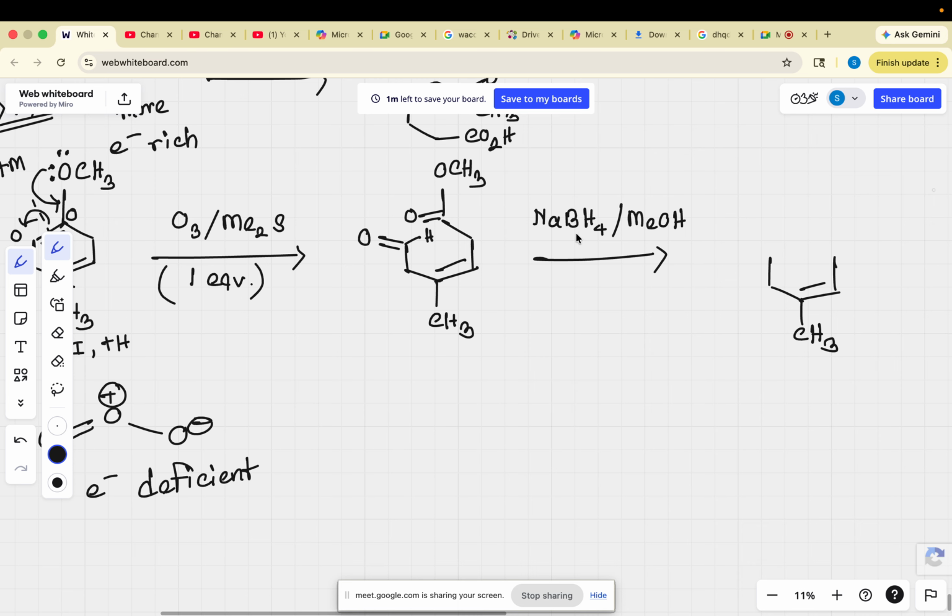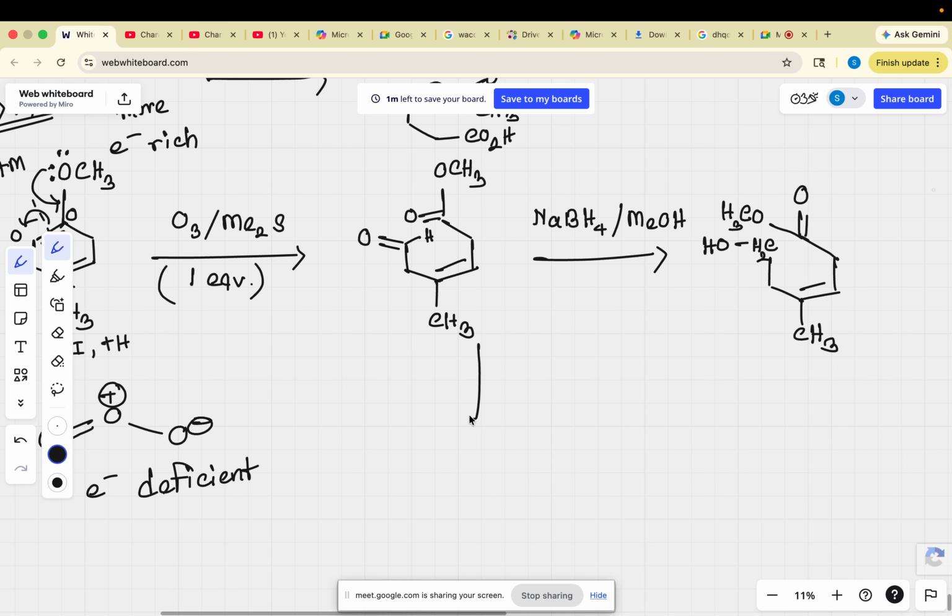Check your notes. Sodium borohydride. Aldehyde. So this CHO group will convert to what? CH2OH. Ester group will remain intact. Ester group will not change anything. So double bond O, OCH3.